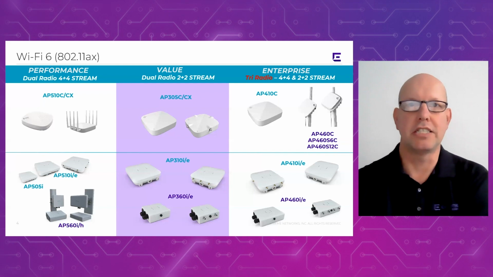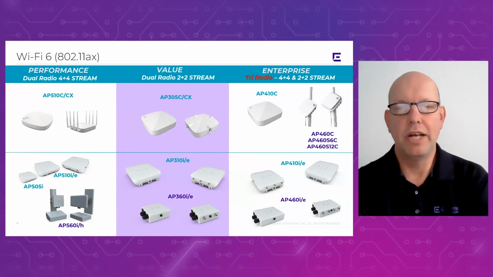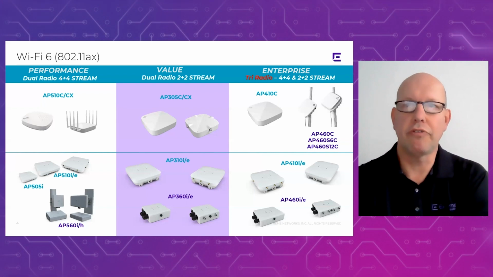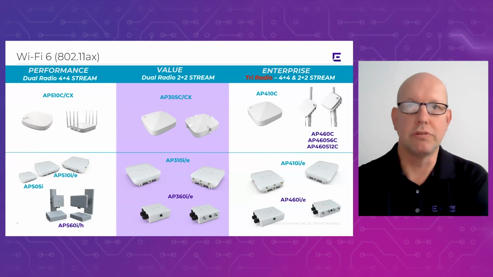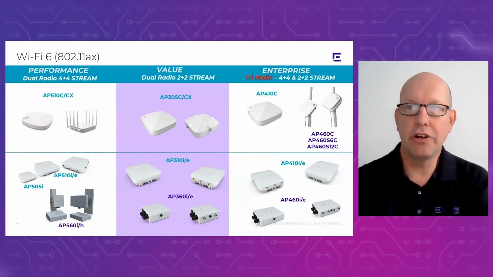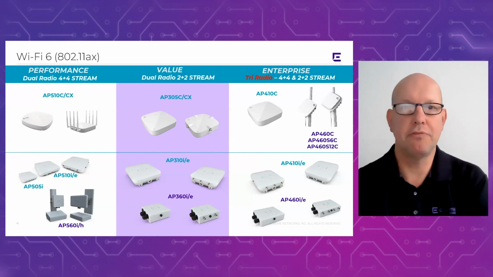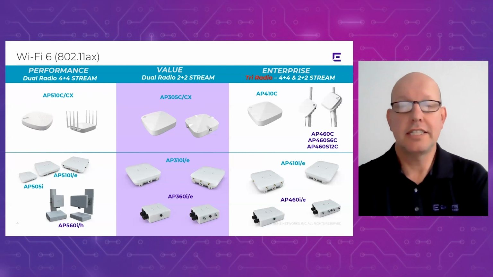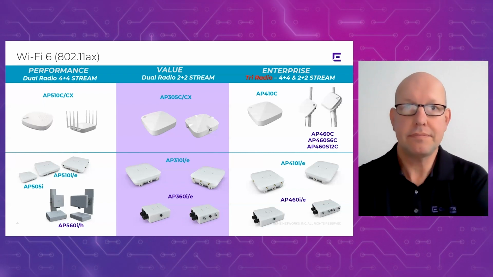We also have value access points, where 2x2 MIMO is often enough. And we might need more coverage per room, like classrooms, care centers, stores, or any other environments where you might have more walls and less density per square meter. These are the 300 series.